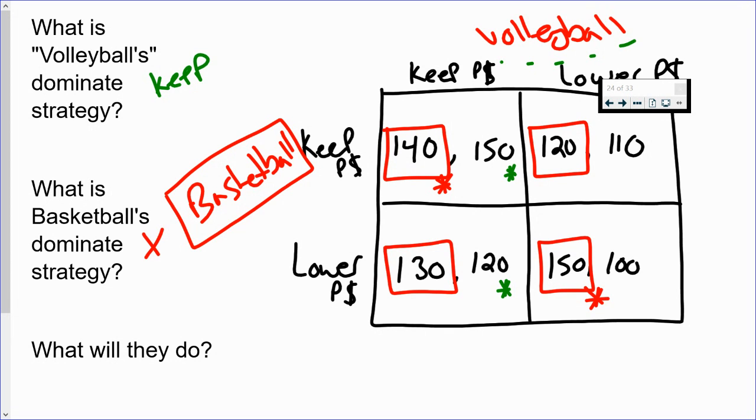Now what will they do? This is the interdependent part. Well, I already know what they're going to do because I see my two stars in one box. Basketball knows that volleyball has a dominant strategy of keeping the price what it is. So would I lower my price to get 130 or would I keep my price to get 140? I would keep my price to get 140. So what will they do? They will keep the price the same.